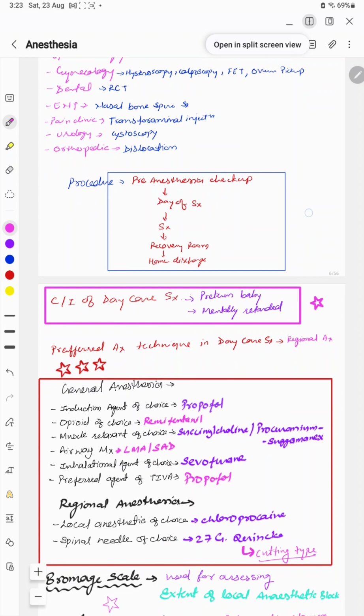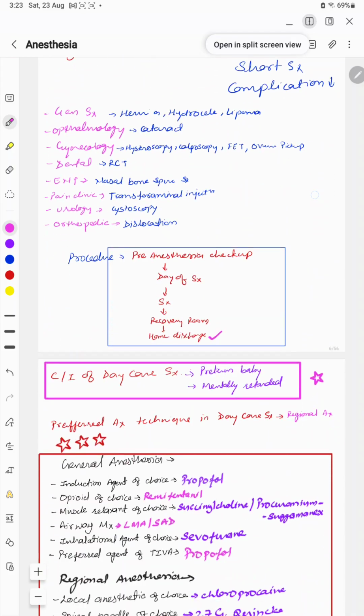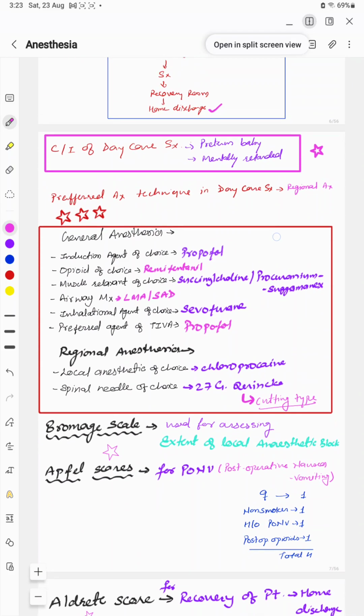Procedure: first we do a pre-anesthesia checkup, then the day of the surgery, and after surgery we send the patient to the recovery room, and after that home discharge. This is only for your knowledge. Not much of this is important for the exam. This page. Now this is important.